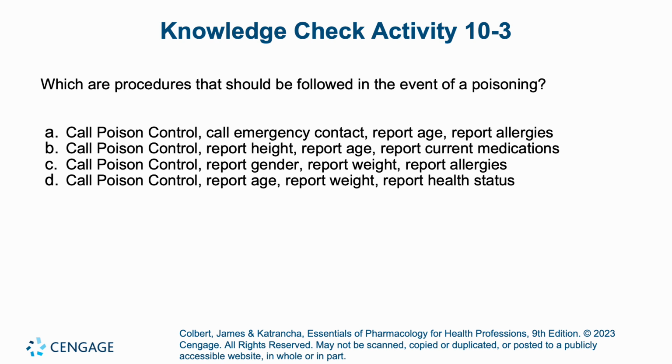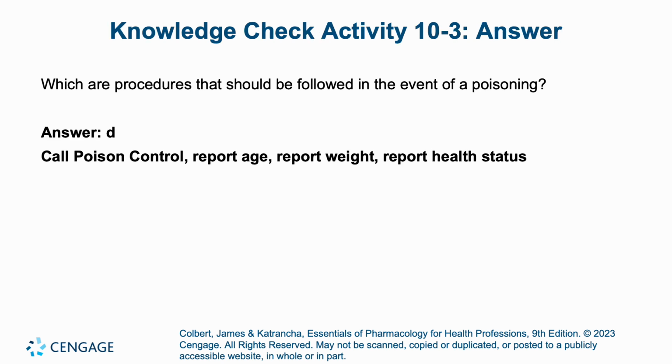Knowledge check. Which are procedures that should be followed in the event of a poisoning? A. Call poison control, call emergency contact, report age, report allergies. B. Call poison control, report height, report age, report current medications. C. Call poison control, report gender, report weight, report allergies. D. Call poison control, report age, report weight, report health status. The answer is D. Call poison control, report age, report weight, report health status.